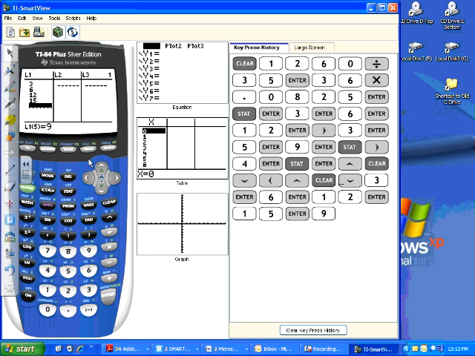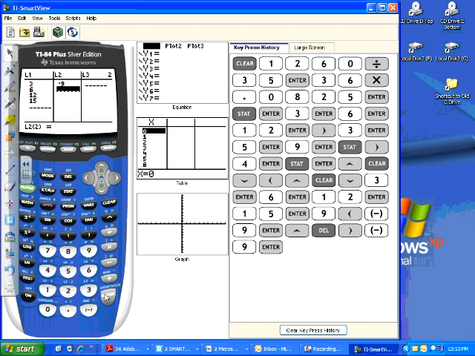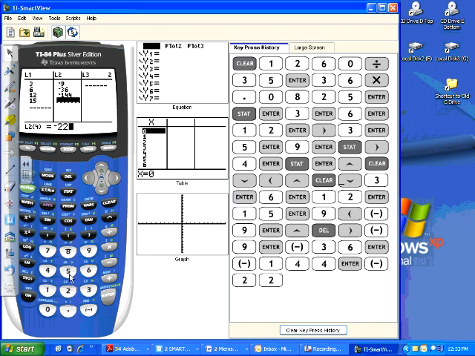Negative 9. Enter. Put it in the wrong spot. Apologize for these little errors. Negative 9. Enter. Negative 36. Enter. Negative 144. Enter. Negative 225. Enter. We entered our data in L1, L2.